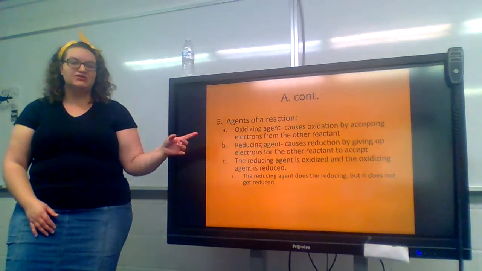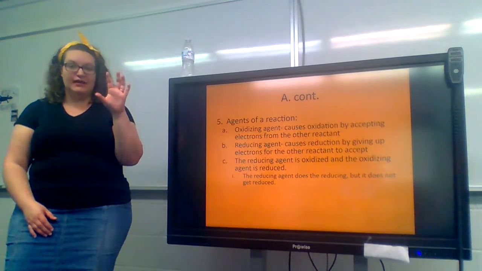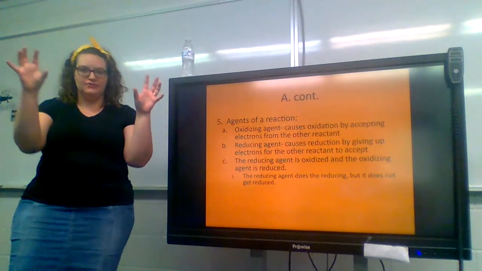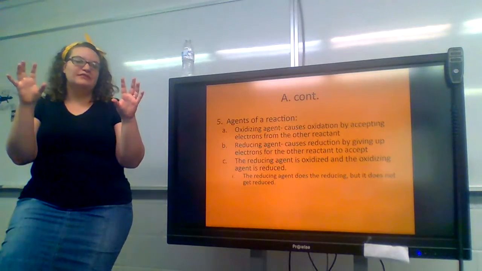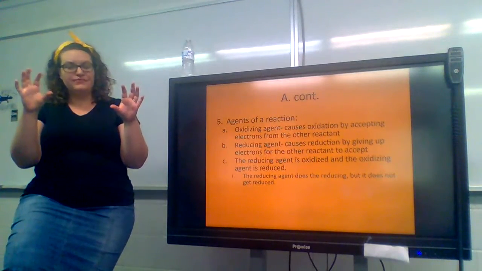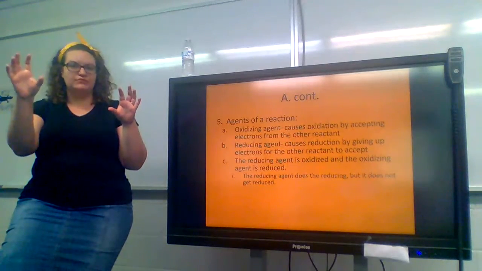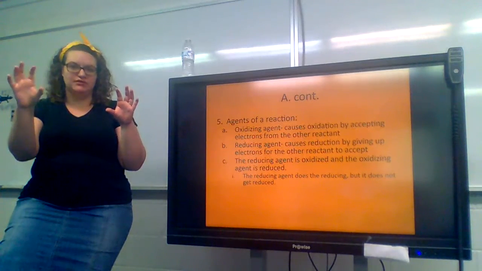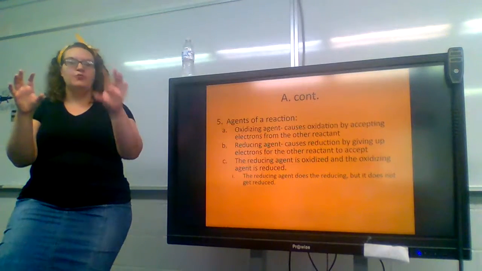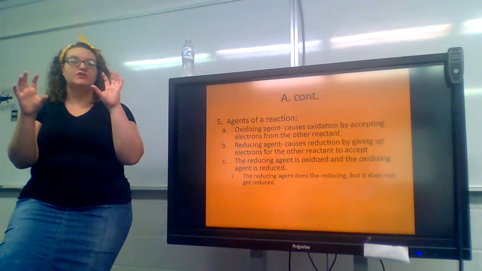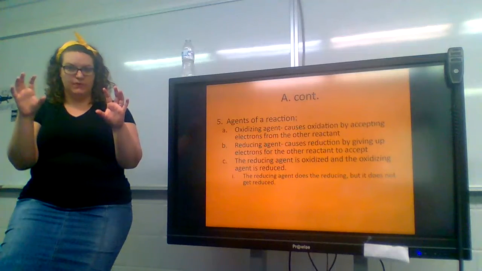The reducing agent opens up the original atom. Okay, we're going to go with atom 1 and atom 2. Okay, atom 1, atom 2. So, with the oxidizing agent, it opens up atom 2 to receive the electrons. Okay, and the reducing agent opens up atom 1 so it can lose the electrons.